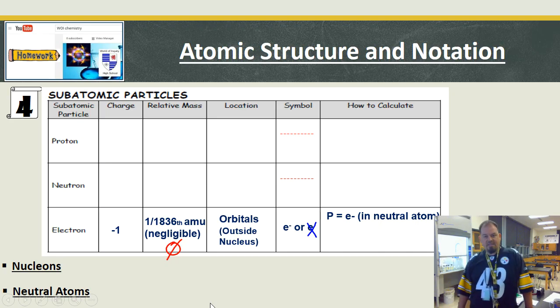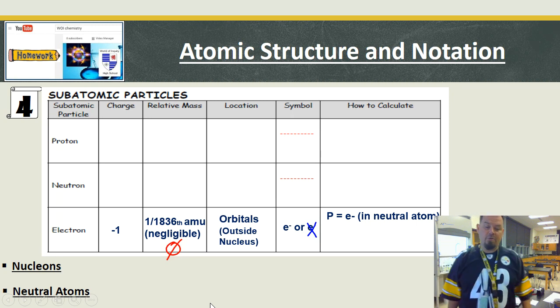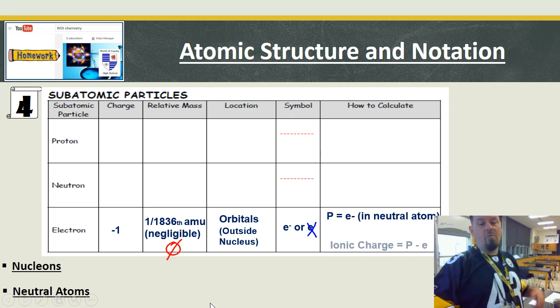Now, this is a loaded statement. In a neutral atom, the number of protons and the number of electrons are equal. I have the same number of positives as I have negatives. Put them together, it cancels out to zero. That is by definition what a neutral atom is. There is more to it, of course.